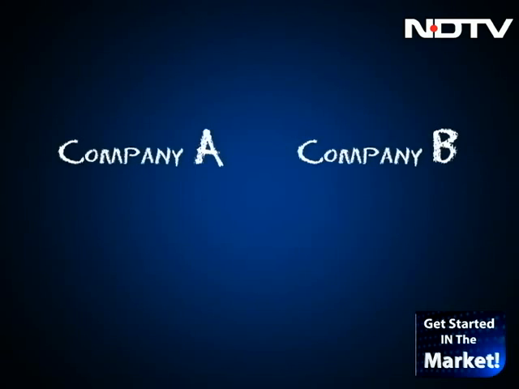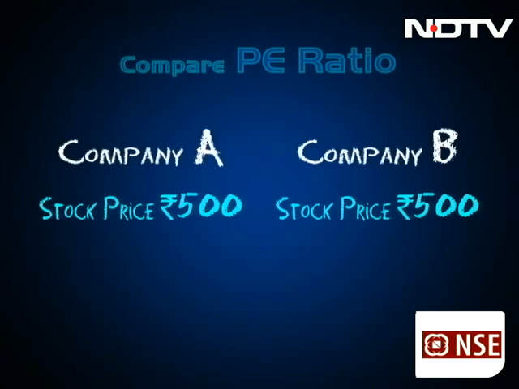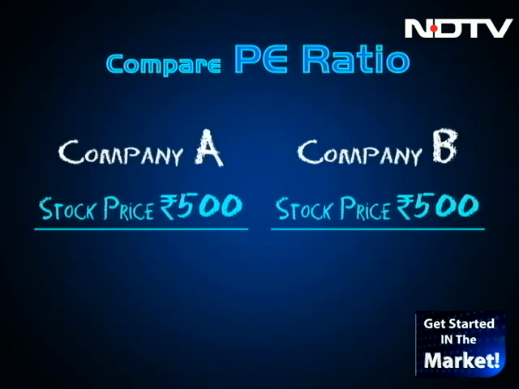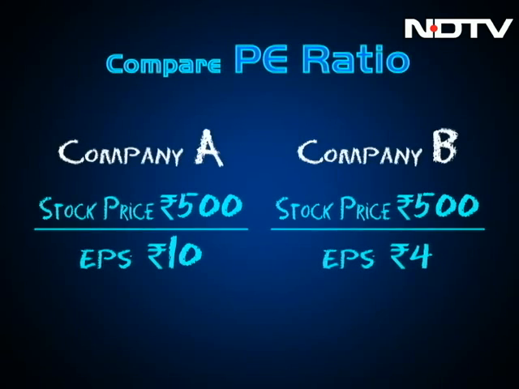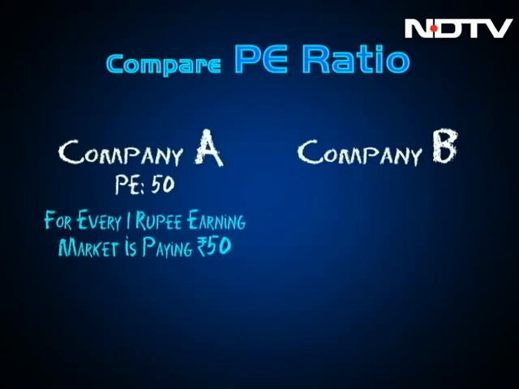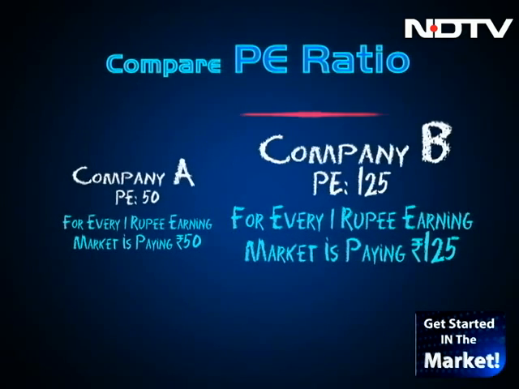So let's take our previous example forward. Suppose that the stock price of both company A and B is 500 rupees and we need to compare the PE ratio of these companies. This is what we would do. We will divide the current price, that is 500 rupees, by their respective EPS. We get the PE for company A as 50 and company B as 125, which basically means that for every 1 rupee of earnings, the market is paying 50 rupees, and for every 1 rupee of company B's earnings, the market is paying 125 rupees. A high PE usually indicates that the investors are expecting higher earnings in the future.